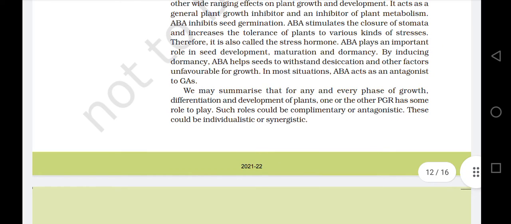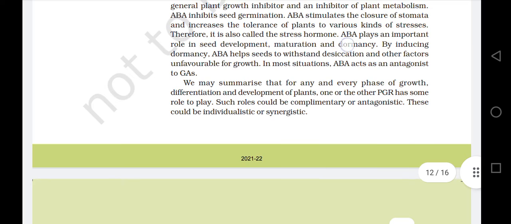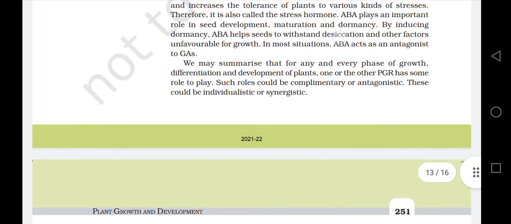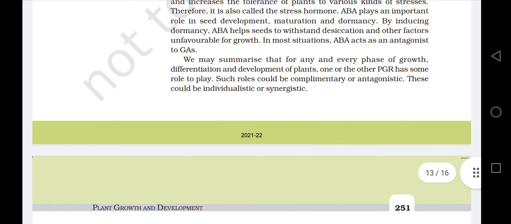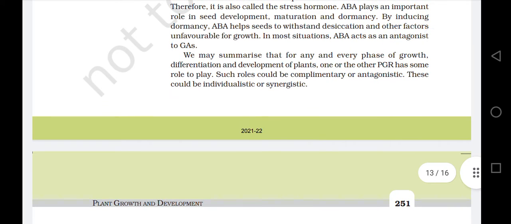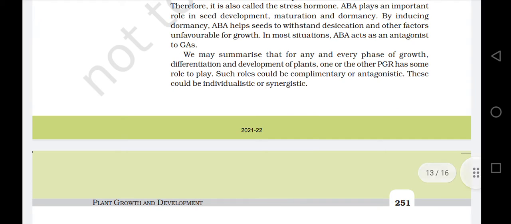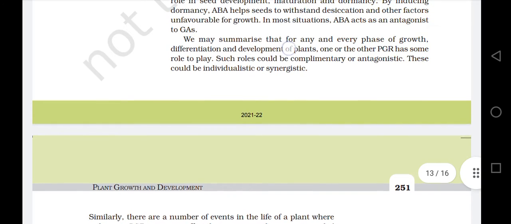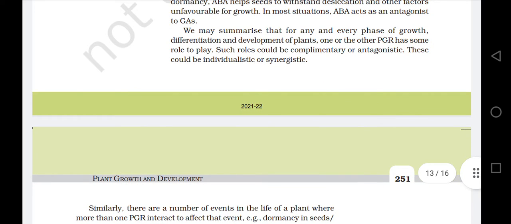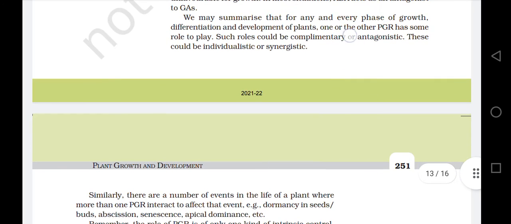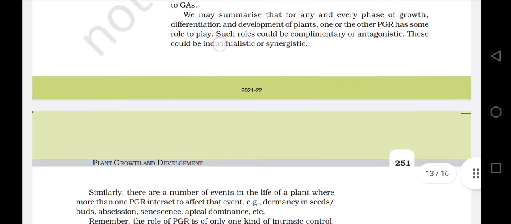ABA plays an important role in seed development, maturation, and dormancy. By inducing dormancy, ABA helps seeds to withstand desiccation and other factors unfavorable for growth. In most situations, ABA acts as an antagonist to GA, gibberellic acid. We may summarize that for any and every phase of growth, differentiation and development of plants, one or the other PGR has some role to play. Such roles could be complementary or antagonistic. They could be individualistic or synergistic.